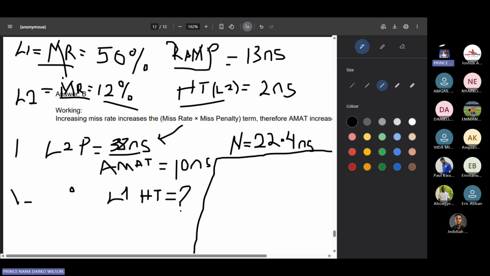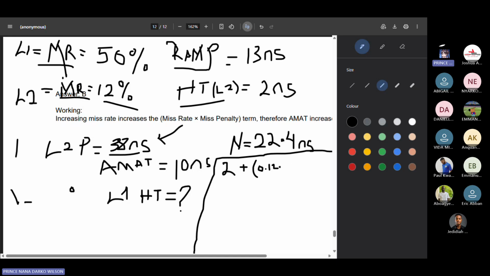So what we are going to do is verify that information by actually calculating the level 2 access time. So according to what we know, in order to calculate the access time for level 2, we take the level 2 hit time, which has been given to us to be 2 nanoseconds, and we add that to the level 2 miss rate. The level 2 miss rate has been given to be 12%, so that's 0.12.